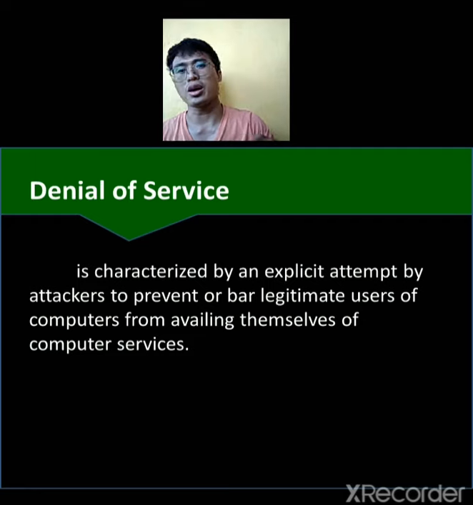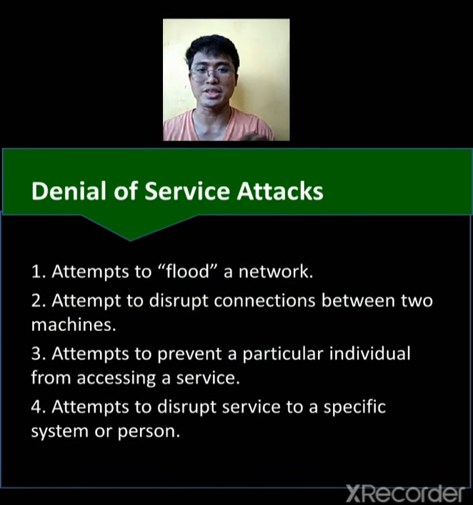So, there are examples of denial of service attacks. Number one is attempts to flood a network, thereby preventing legitimate network traffic. Number two is attempts to disrupt connections between two machines, thereby preventing access to a service. Number three is attempts to prevent a particular individual from accessing a service. And lastly, number four is attempts to disrupt service to a specific system or person.